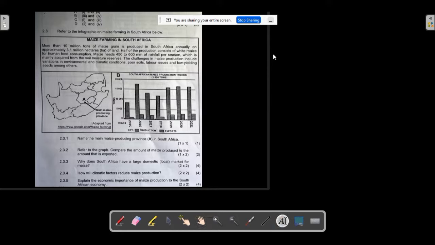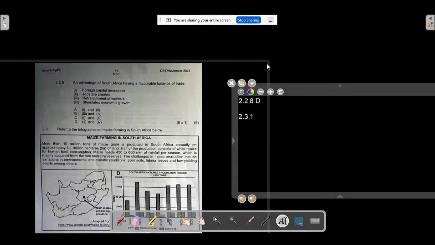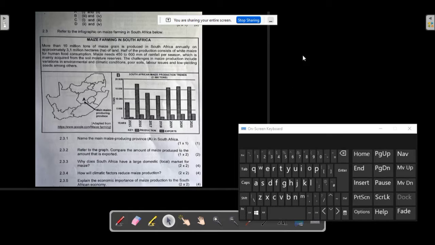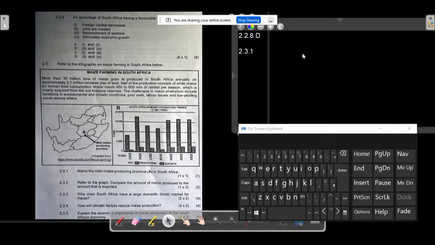So 2.3.1. Name the main maize producing province, which is A in South Africa. Of course that is Free State, Free State province.